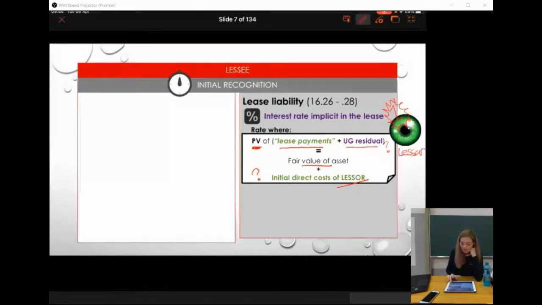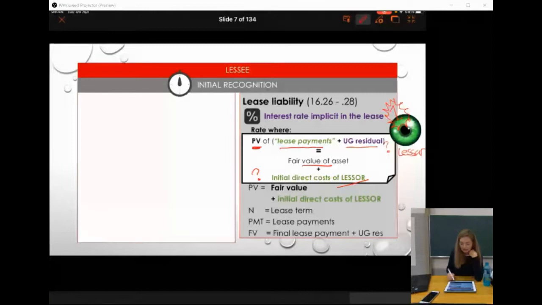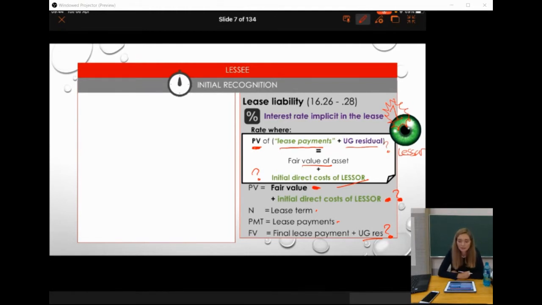Okay, now just on that, to calculate the interest rate implicit in the lease, our present value will be the fair value of the asset on that date, plus the initial direct costs of the lessor, which we as the lessee will not necessarily know. We'll use our lease term as N, the payment will be the lease payment, and the future value will be the final lease payment, if there is any, plus the unguaranteed residual value, which again, we as the lessee might not know.